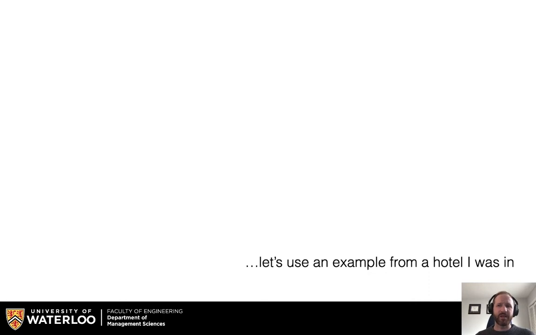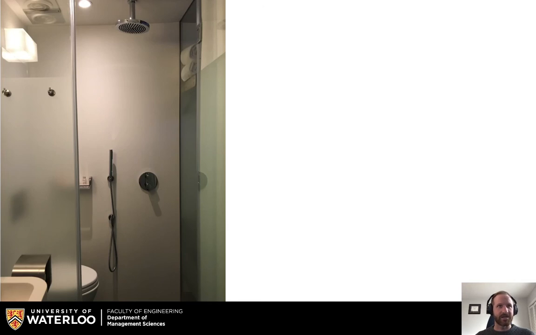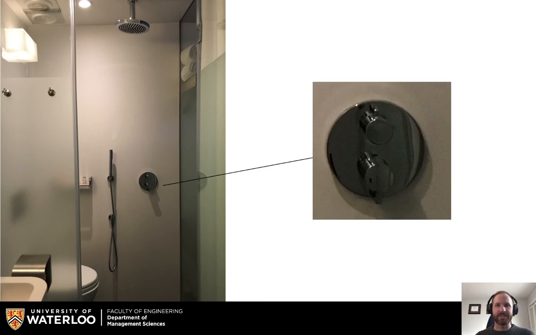Let's use an example from a hotel I was in a couple of years ago. This was in Brooklyn, actually, and it had this setup. Yes, the toilet is in the shower. It was a very small, minimal-ish hotel to stay in. And to control the shower, you have this interface right here. Because it's kind of difficult to see from the slides, there is a marking here that looks like this, and a marking here that looks like this.